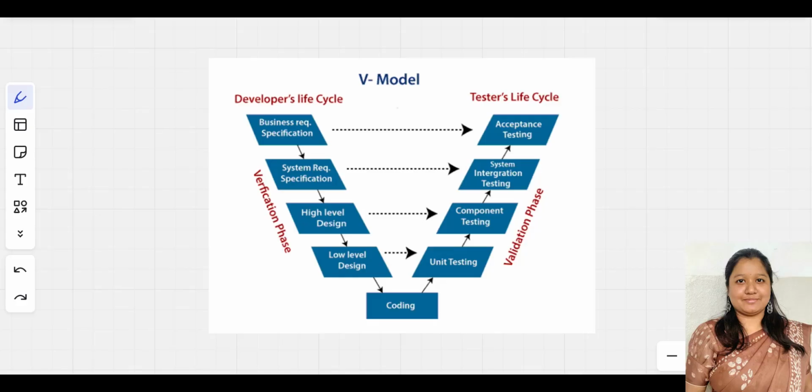And in this video, I will be explaining the V model, also known as the verification and validation model. In depth, I will be covering each phase with clear examples.